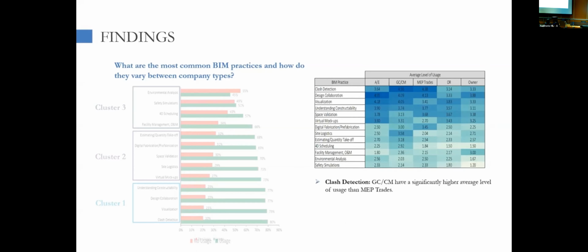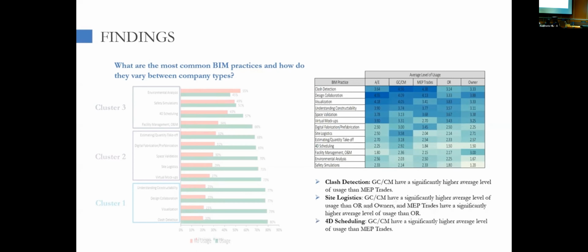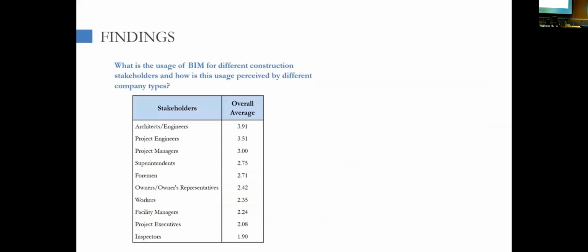3 practices. With clash detection, we show that GCCM have a significantly higher average level of usage than MAP trades. We also saw that GCCM significantly use BIM for site logistics more than owners, representatives, and owners. Also saw that MAP trades significantly use BIM for site logistics more than owners' representatives. We also saw that in the case of 4D scheduling, GCCM have a significantly higher average level of usage than MAP trades.